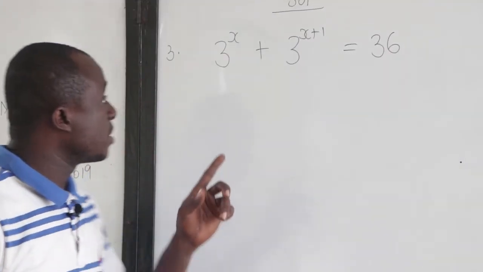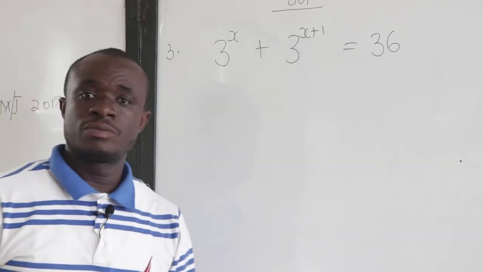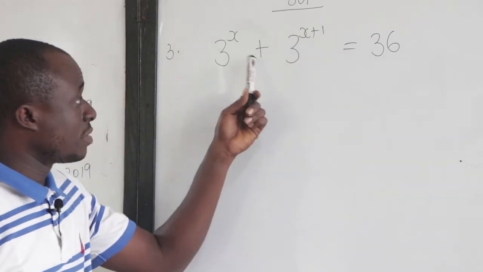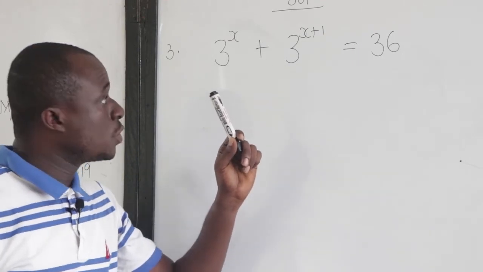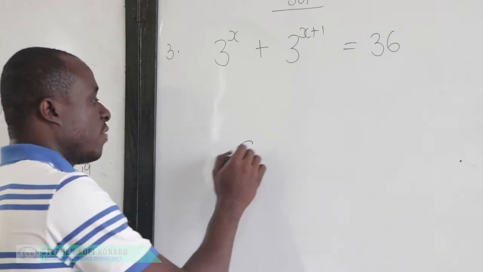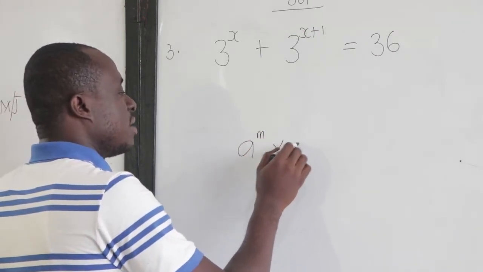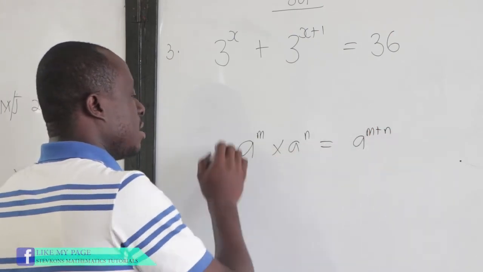Now let's consider question 3, that is 3 to the power x plus 3 to the power x plus 1 equal to 36. Now this is not multiplication, this is addition. Now from the rules of indices, which one can we apply here? We can apply the first rule. The first rule says that if you have a to the power m times a to the power n, this is equal to a to the power m plus n.